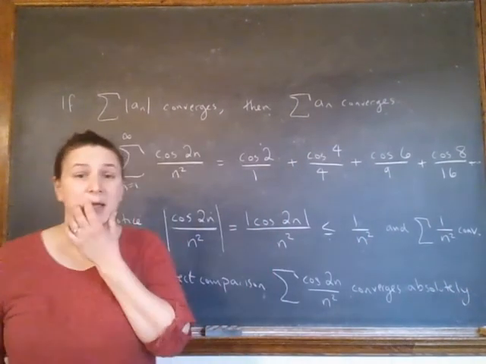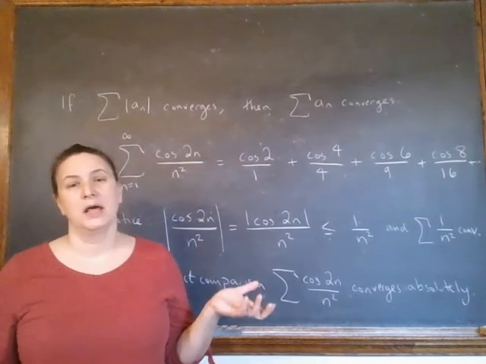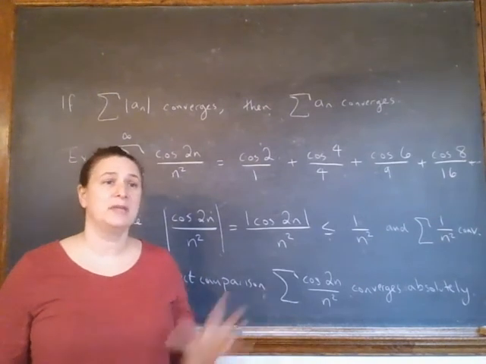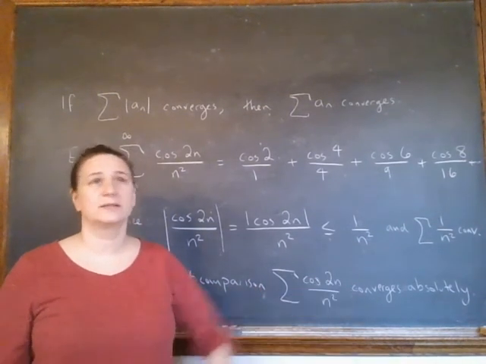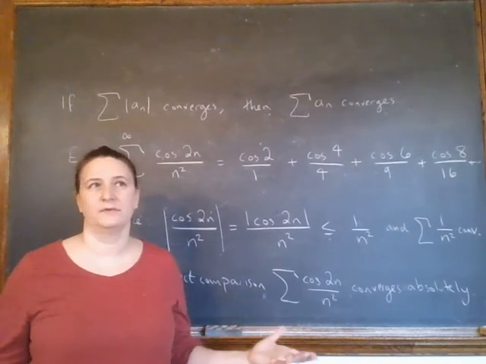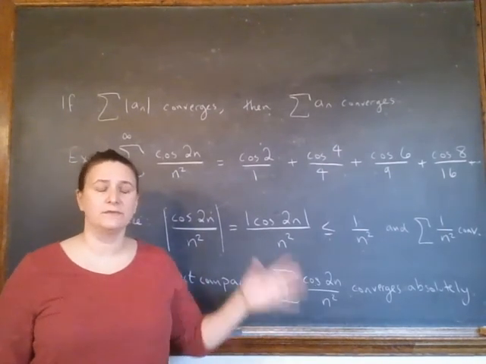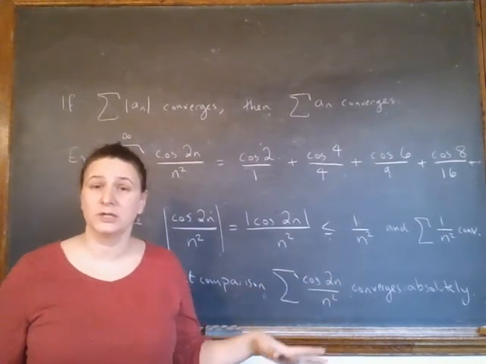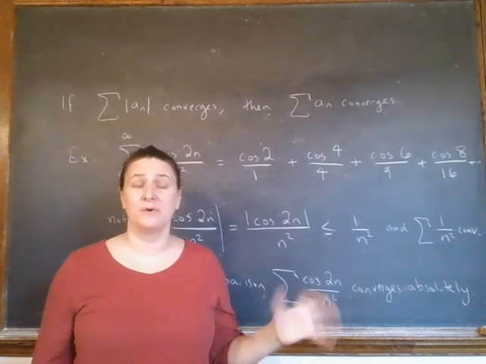Okay. One other thing I want to point out, if you have a series that's all positive terms, you take the absolute value, it's still the same series. So it's going to converge absolutely if it converges, by default. So really this classification of converging absolutely versus converging conditionally is strictly for series that have both positive and negative terms.